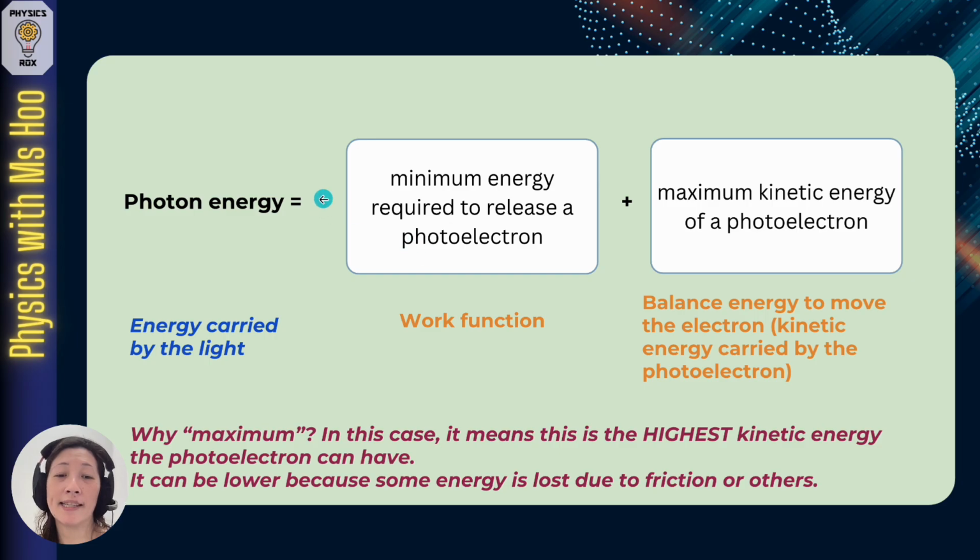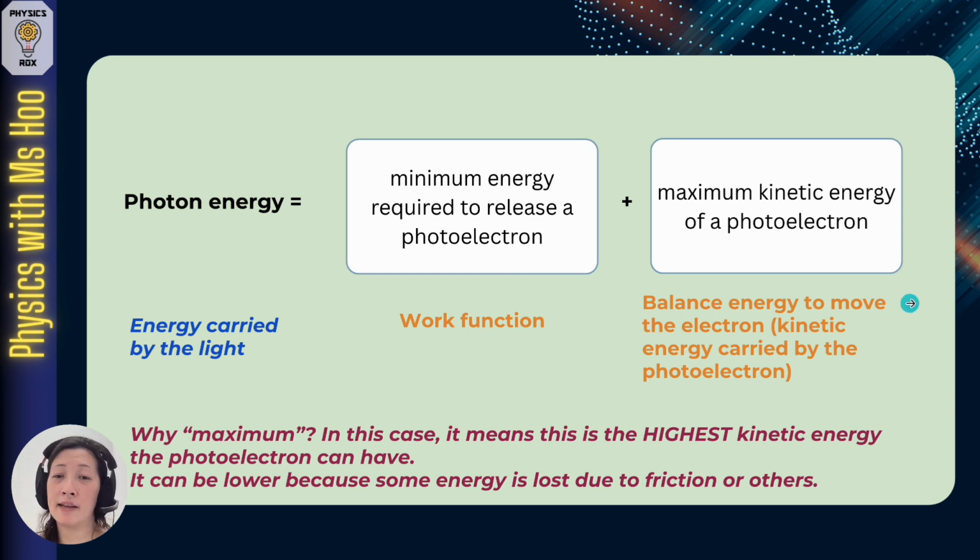So if the photon energy is exactly equal to the work function, that means it is just about able to release a photoelectron. If there's any excess energy, that excess energy will then be translated into the maximum kinetic energy of a photoelectron. As written here, it is the balanced energy to move the electron, meaning the kinetic energy carried by the photoelectron when it is emitted from the surface of the metal. If you're wondering why we have the word maximum over here, it's because it is the highest value of the kinetic energy that the photoelectron can have. It could potentially be lower because some energy could be lost due to friction or other sources.